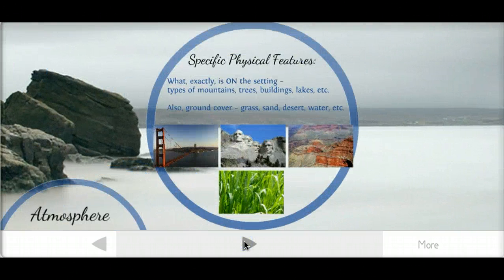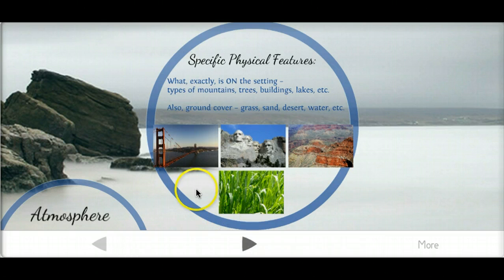The last technique is specific physical features. What exactly is on the setting? Are there specific types of mountains, trees, buildings, lakes? Also, the ground cover. Is there grass, sand, desert, water?